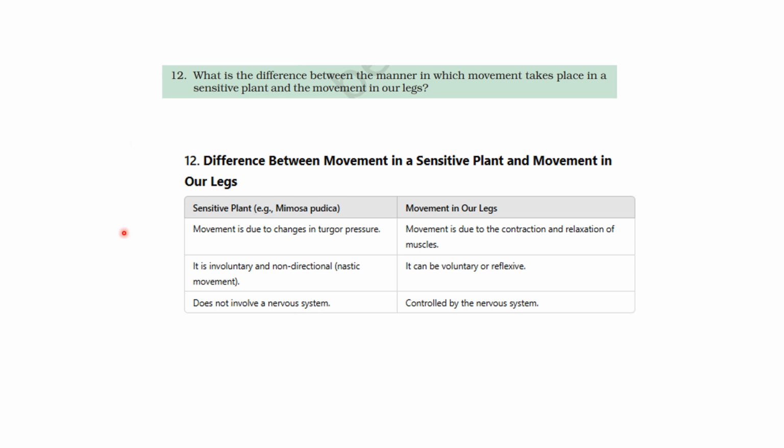So here's the last question of the chapter. What is the difference between the manner in which movement takes place in a sensitive plant and the movement in our legs, right? So, in a sensitive plant like Mimosa pudica, movement is due to changes in turgor pressure. It is involuntary and non-directional nastic movement, and it does not involve a nervous system, right? Then movement in our legs is due to contraction and relaxation of muscles. It can be voluntary or reflexive and is controlled by the nervous system. So this presents the difference between the two. So this completes the chapter.